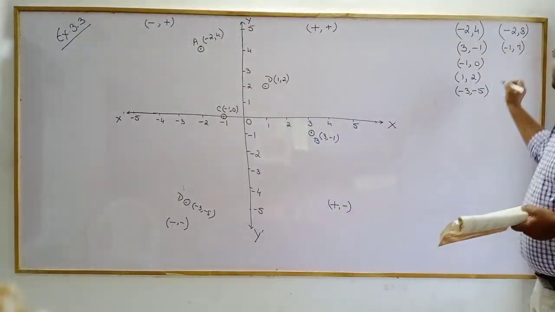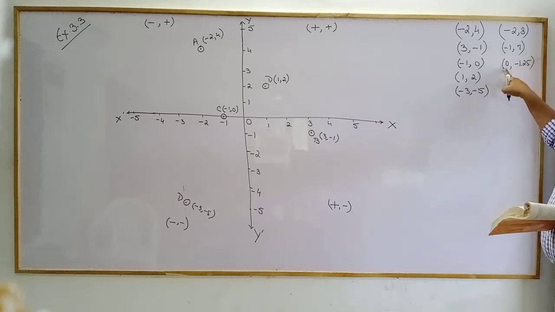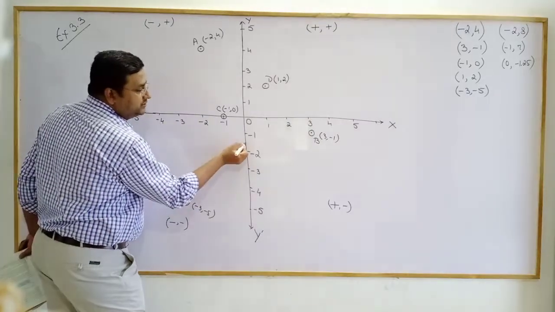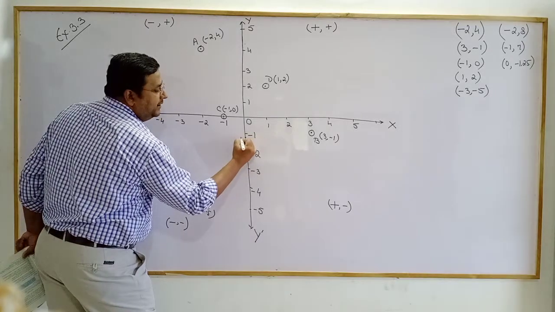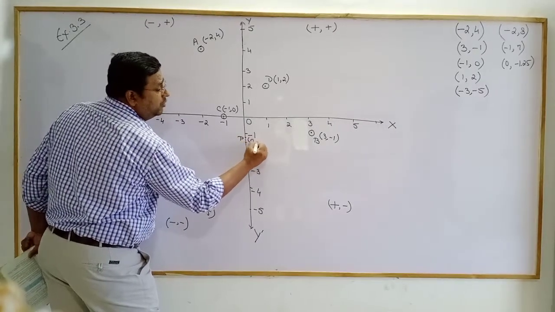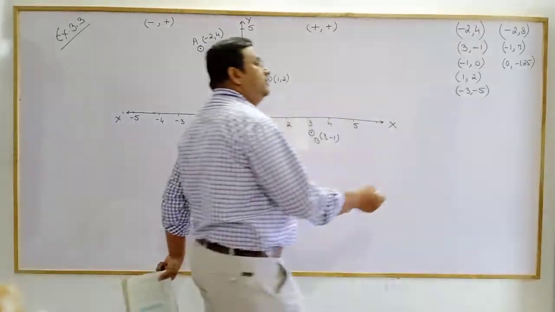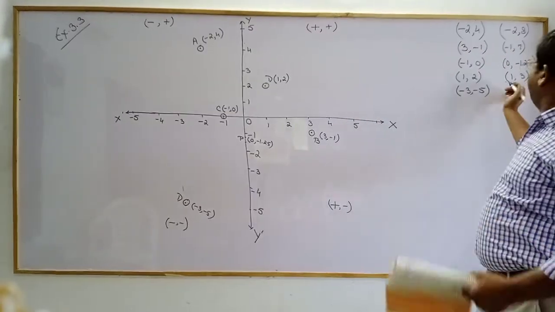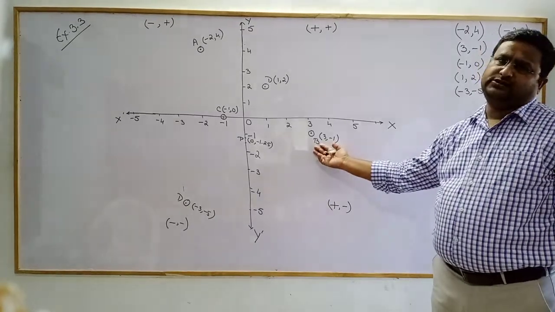Then 0, -1.25. Which is zero? X is zero. On which axis? Y-axis. So -1.25. This is -1 and -2, and in between you will have -1.25. So this point, I name it as P. 0, -1.25. Correct? Then 1, 3. Which quadrant? First quadrant. Both are positive. Then 3 comma minus 1, which quadrant? It is already placed.